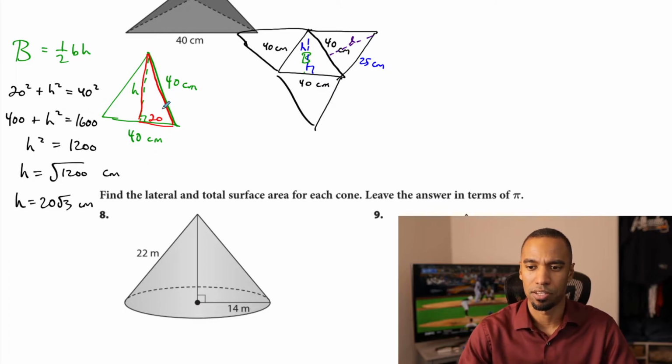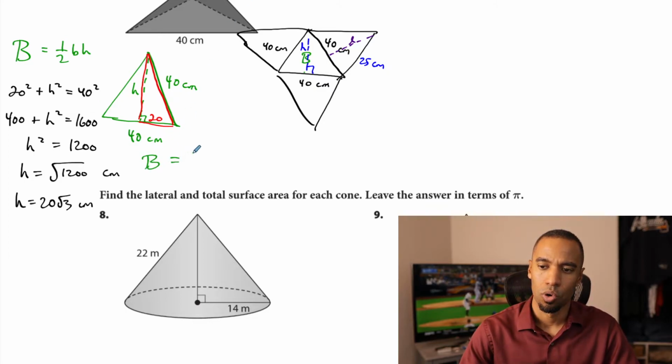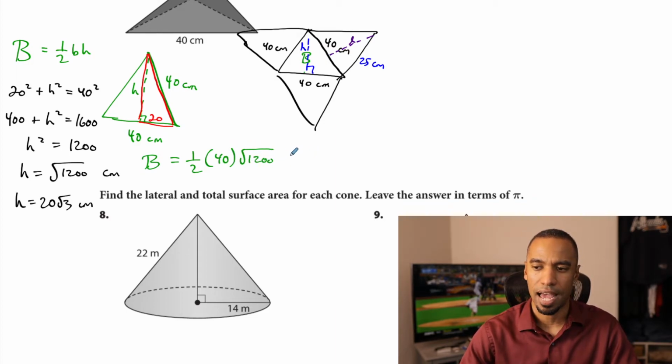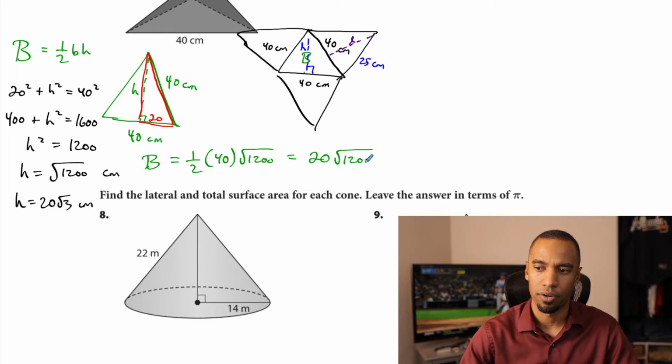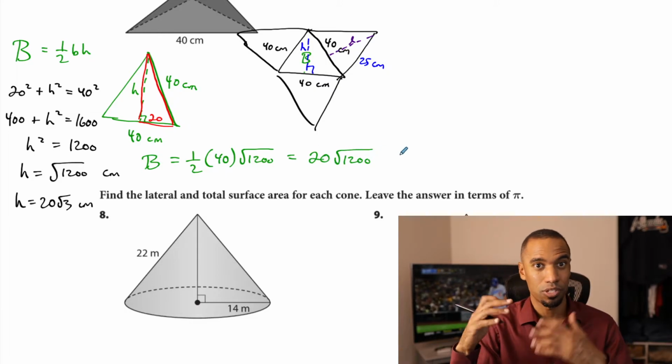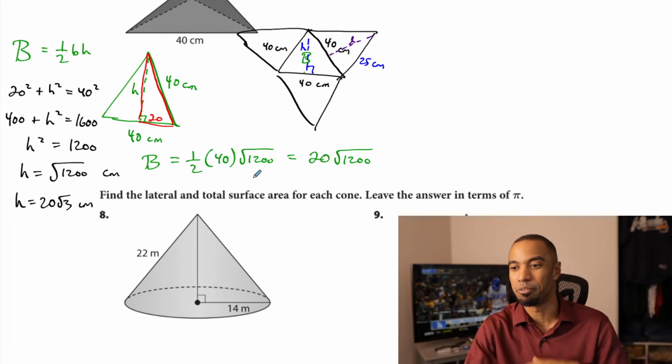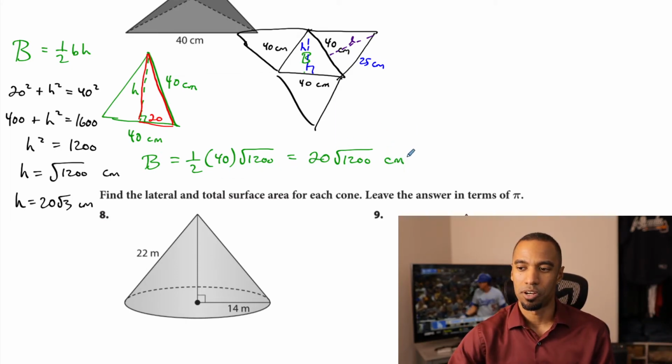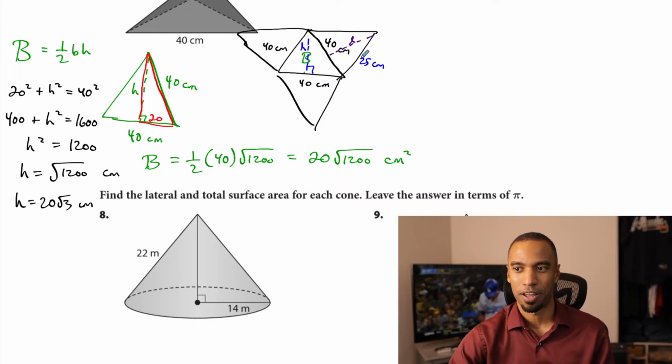So your area of base is 1/2 base times height. So as an exact answer for now, this will be 20 times the square root of 1200. Gee, now I kind of wish it was 20 root 3, so we could turn it into 400 root 3. That would be fun. Anyway, this is in square centimeters. Once again, I'm going to leave this thing exact for now.